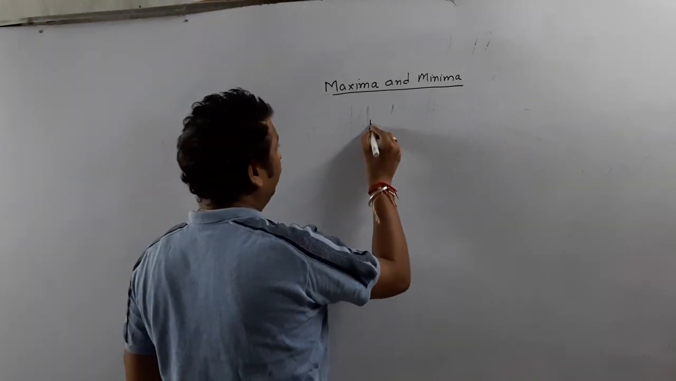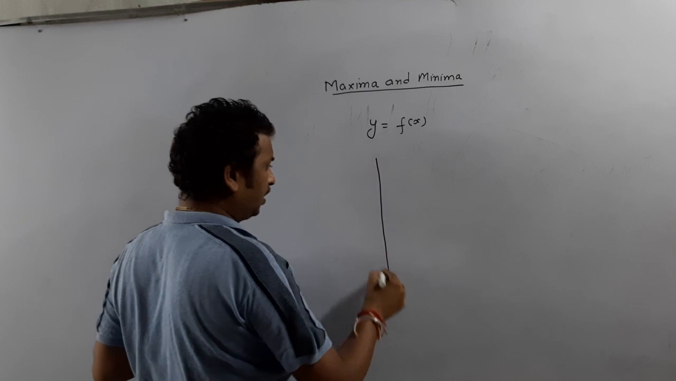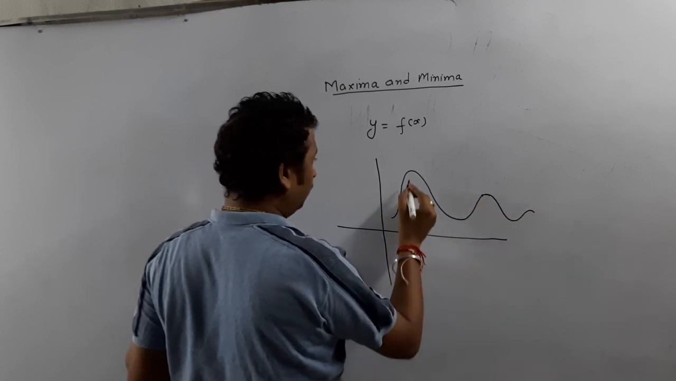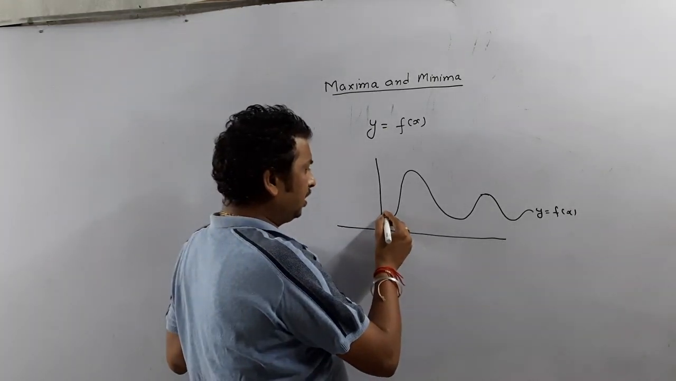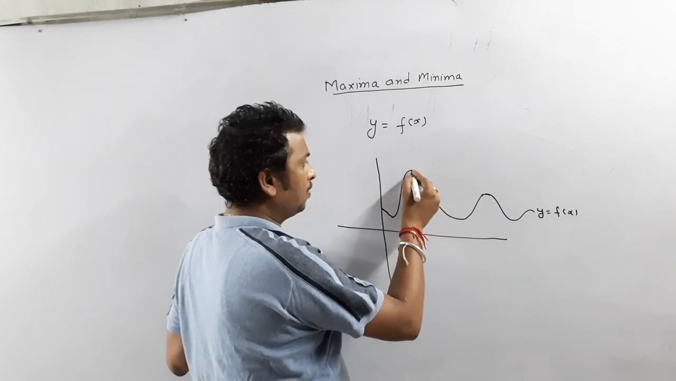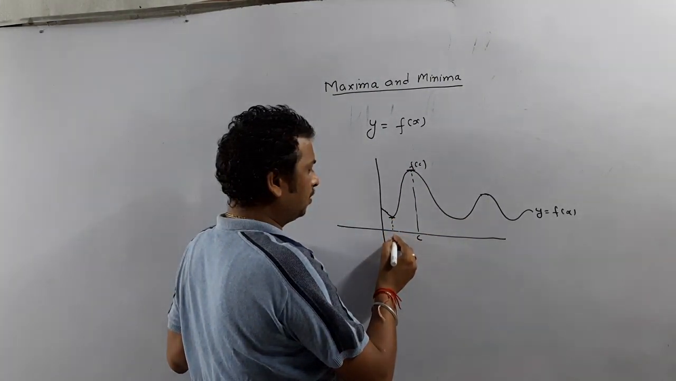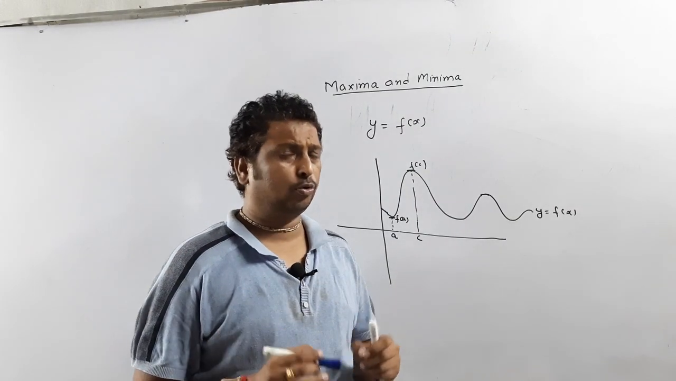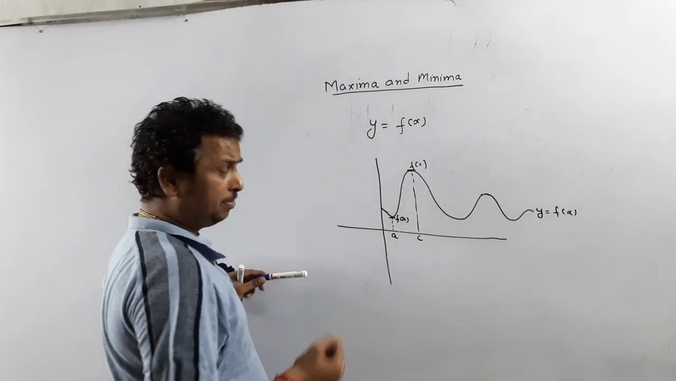Suppose we are given one function y = f(x). So what are maxima and minima? Suppose the graph of this function looks like this. See, this is the curve of y = f(x). Where is the function having maximum value? See, at this point, this is maximum. What is the minimum value? This point. This is minimum. By the graph, we easily come to know what is maximum and what is minimum. Because this is the top value, that is maximum, and this is the lower value, that's why it's a minimum value.